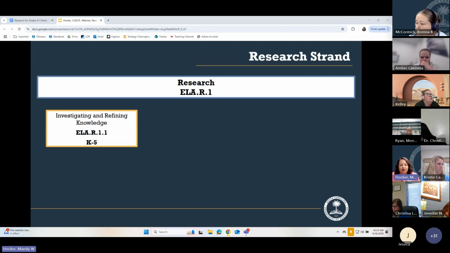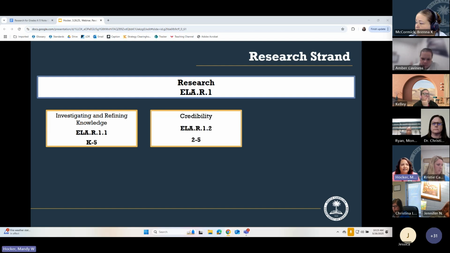The code for that is ELA R1.1, and it applies to kindergarten through 5th grade. This is where a lot of your questioning and curiosity lives. The next indicator is our credibility indicator. This enters the expectations in 2nd through 5th grade for elementary level.